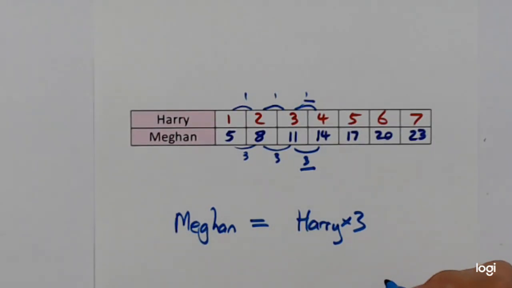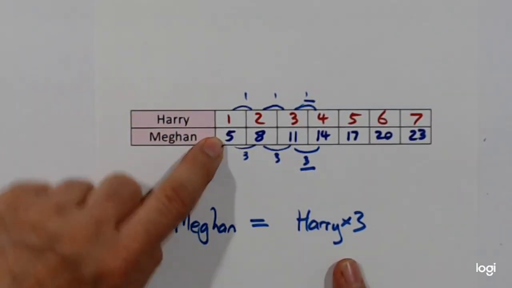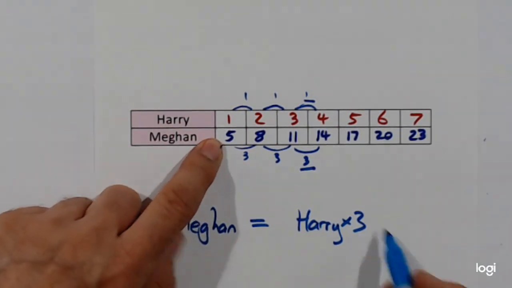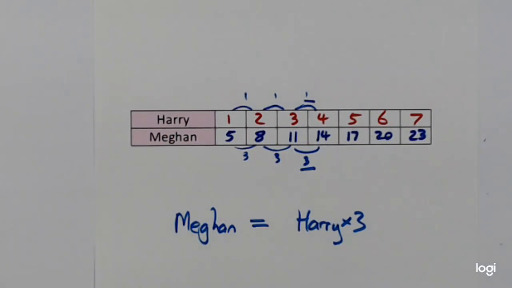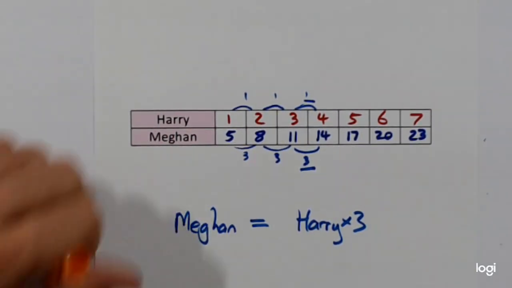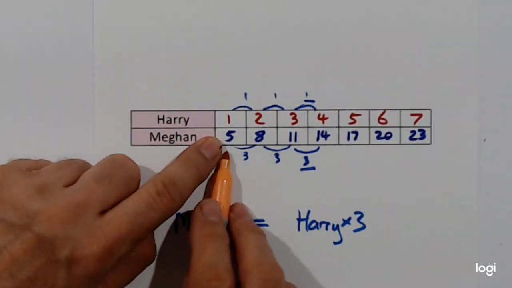Said the same thing. But it's not just that. Right? If we just left it there, that'd be wrong, because then you'd go, well, if Megan is 3 times Harry, then 1 times 3 is 3, but it doesn't say 3, it says 5. So we've got to do something else. Right? If it was just that answer, how much would it be wrong by? Right? 1 times 3 is 3. You have to add another 2 to get to 5.